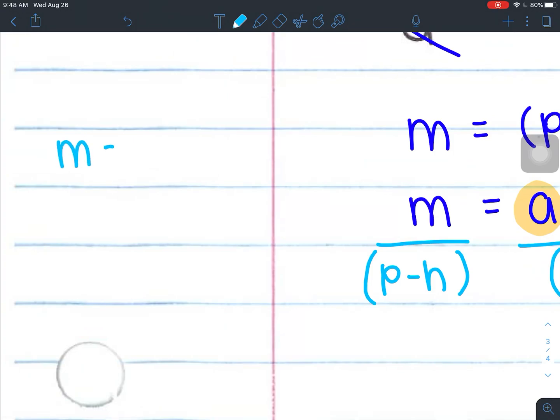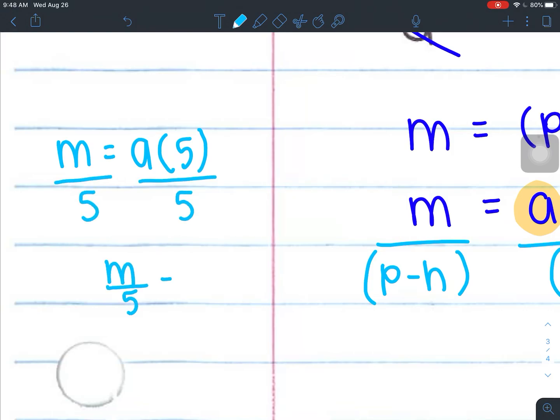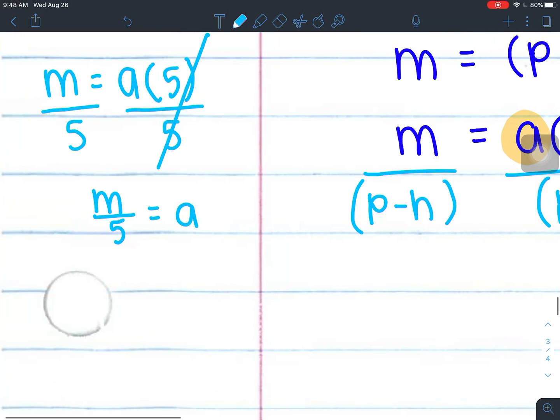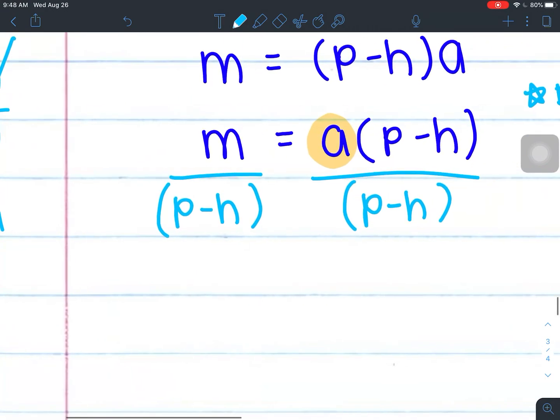So just like over here, if I have m equals a times 5, right? And when I divide, I would divide by the 5 on both sides, right? So then I have m divided by 5 equals a, because those 5s would cancel each other, okay? So you're taking the whole basket over, and you can keep that basket around it if you'd like. So that's what you can do.